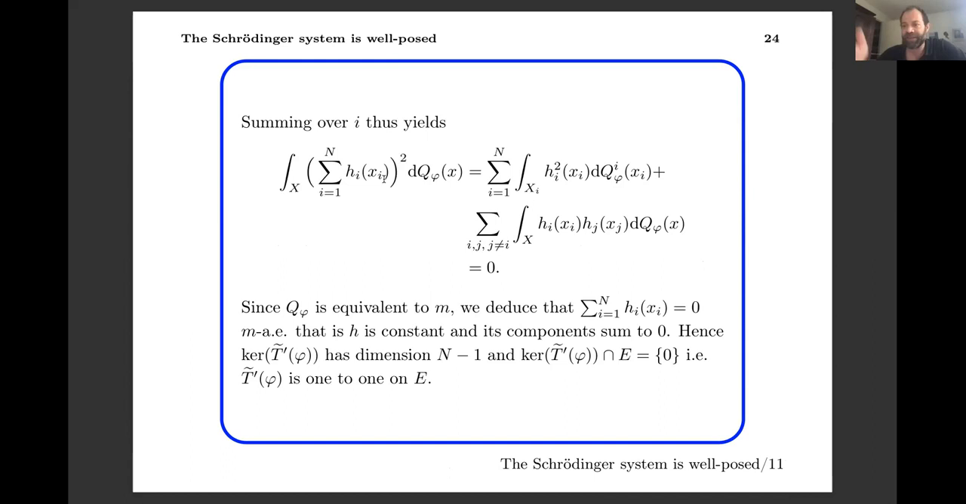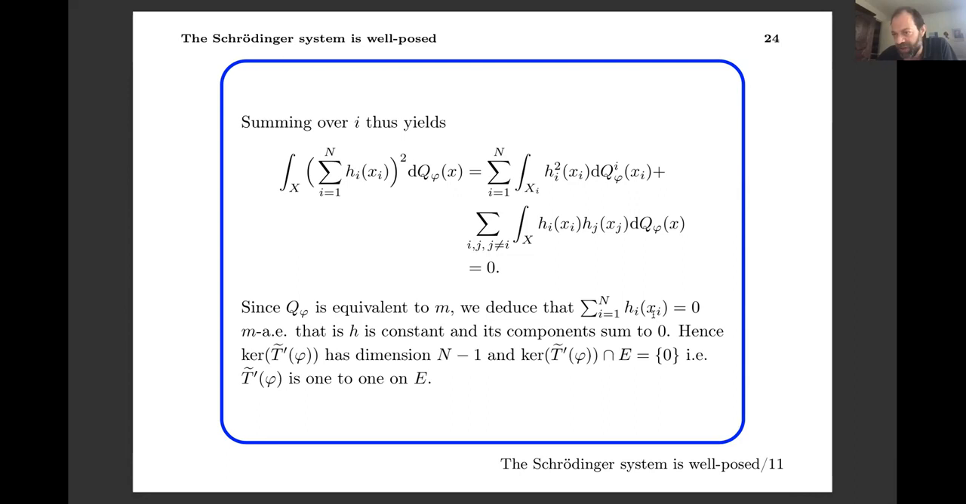should be zero. In fact, if this H is in the null space of T prime of phi, then it means that Q phi almost everywhere the sum is zero. The direct sum is zero, okay? It's just algebra, if you want. But now it means that the null space, let's say in L2 of the differential, consists exactly of constants which sum to zero. So it has dimension n minus one.